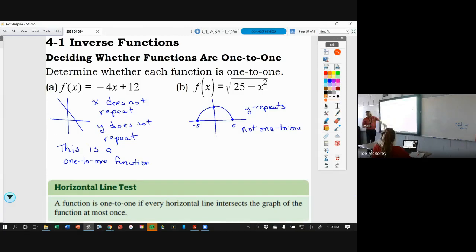And this graph passes both. So it's a function, but it's not 1-to-1. Just like a parabola. A parabola is a function, but it's not 1-to-1. And we're going to talk about some other things later on when we talk about restricting the domain. So at the bottom here, a function is 1-to-1 if every horizontal line intersects the graph of the function at most once. Okay?